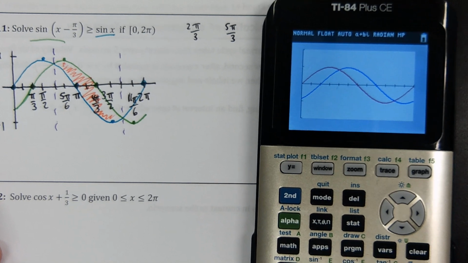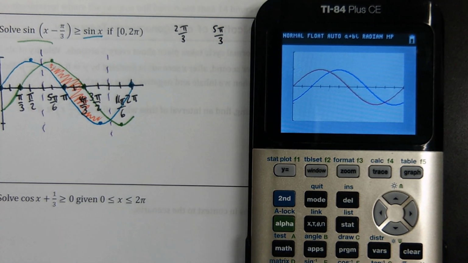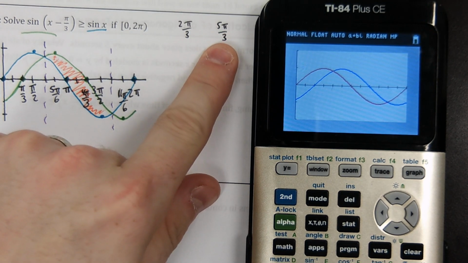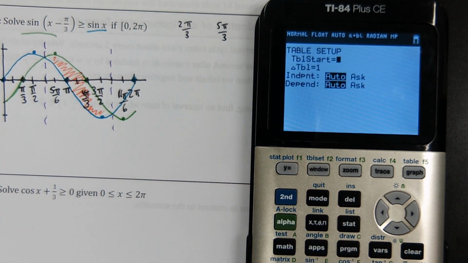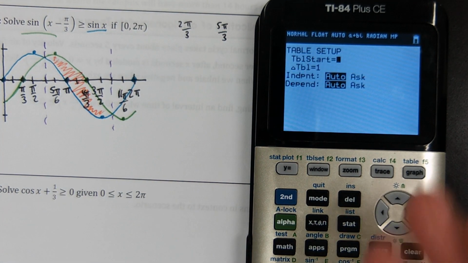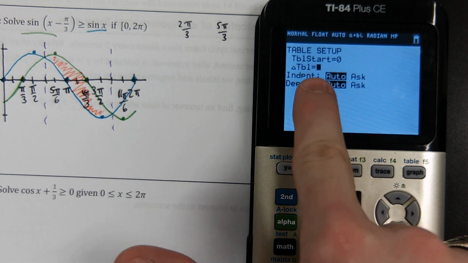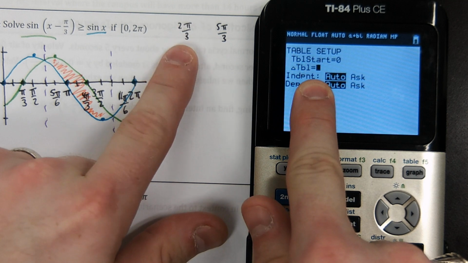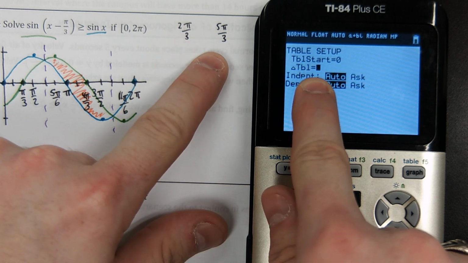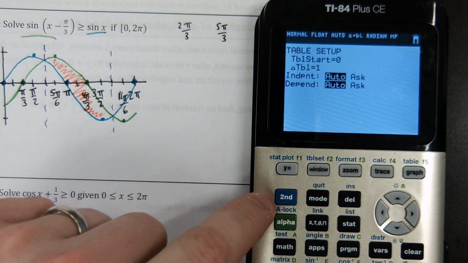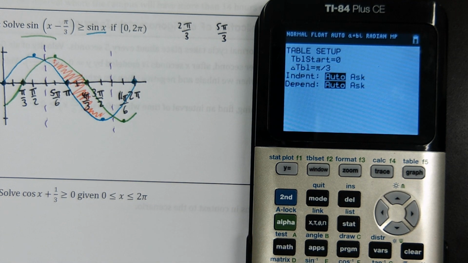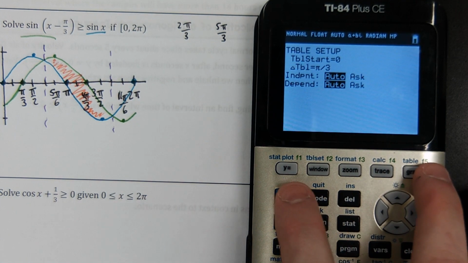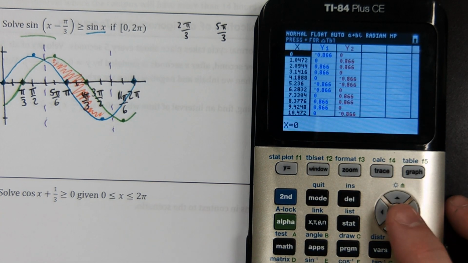So you could either do second trace intersect, or since you think those are the answers, you could go to second table set. Let it start at 0, but tell it to go by pi over 3s, because we're suspecting that 2 pi over 3 and 5 pi over 3 are going to get zeros. So I'm going to tell it to go by pi over 3s in my second table set. And then I'm going to go to second table, and I'm going to count.